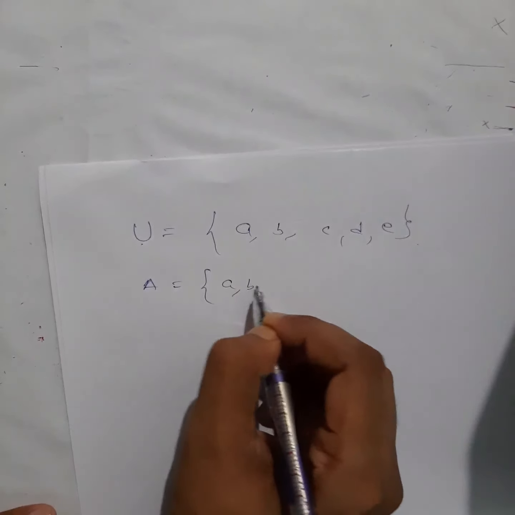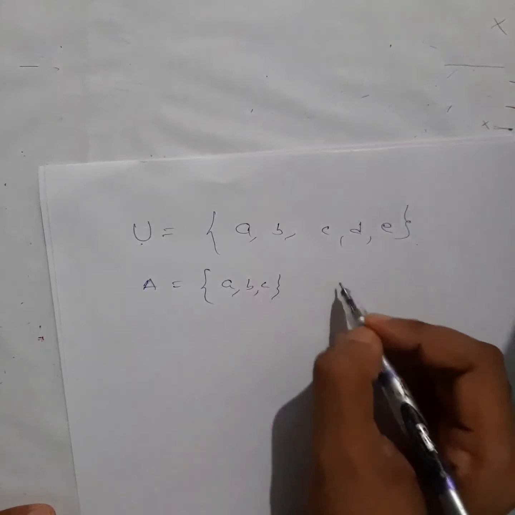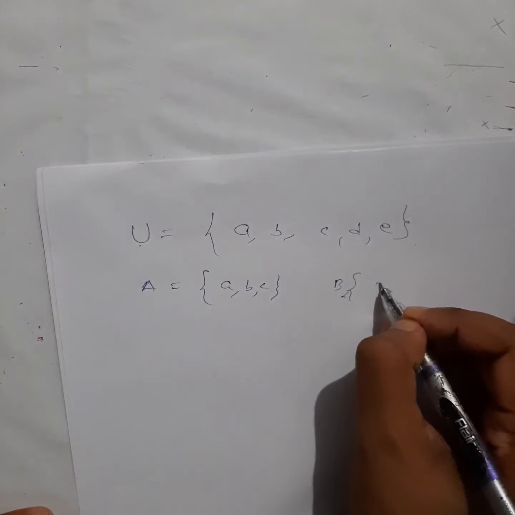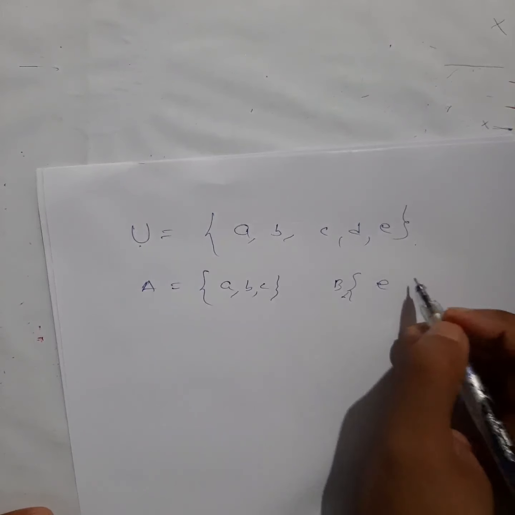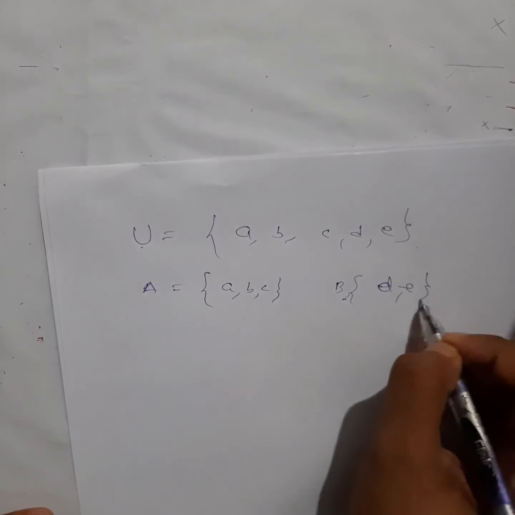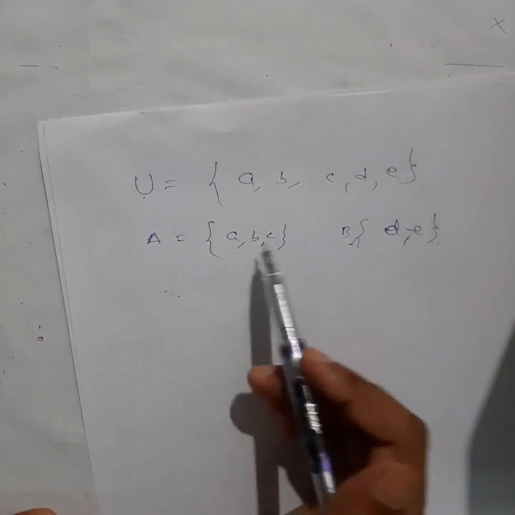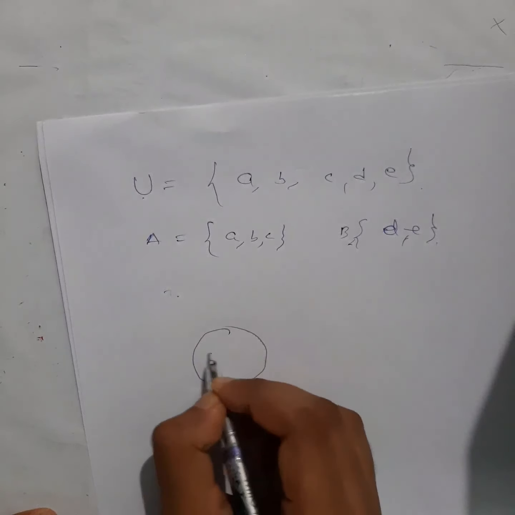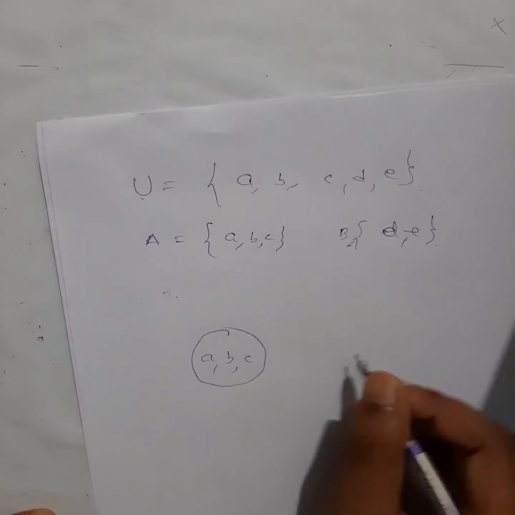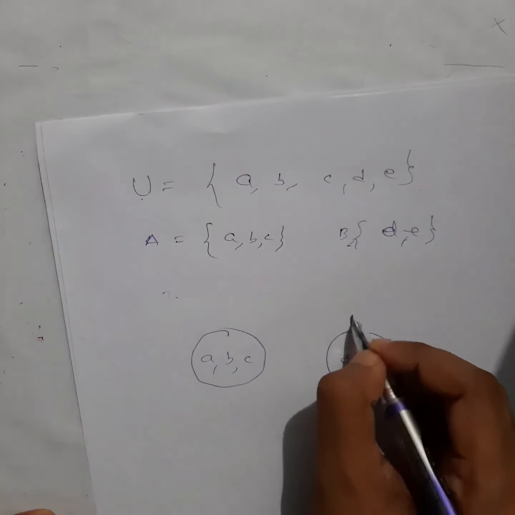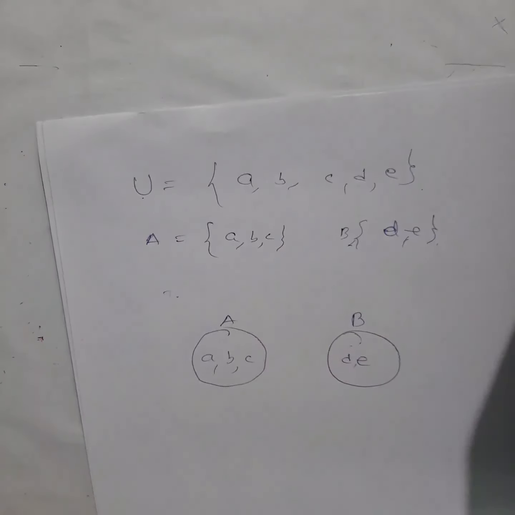I will take, suppose, A, B, C, and for B I will take, suppose, D, E, all the elements. Okay, now if I draw this one, then see carefully, what is your set A? A, B, C. What is your set B? D, E, right? This is your set A, this is your set B.